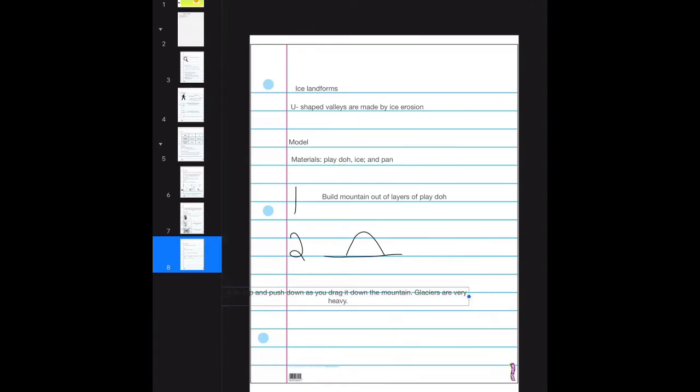Remember, we're going to use a lot of force when we push the glacier, that ice, down the mountain, because it is very heavy. Glaciers are very heavy. Finally, we're going to draw what it looks like after.